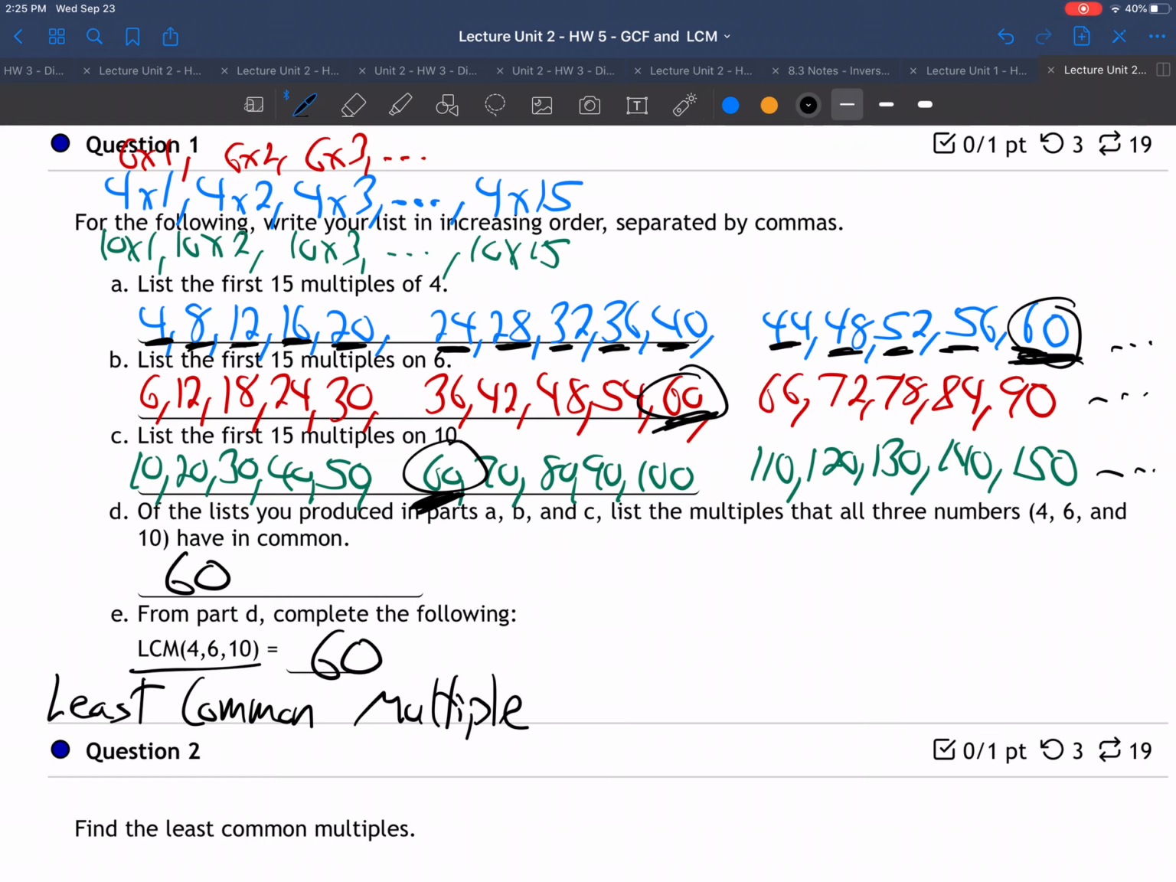It's the least number, the lowest number that they have in common as a multiple. It's the least common multiple. And on this list, it's the only one we see. But there would be others if we went on. This is the least.